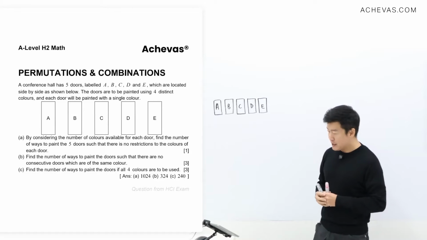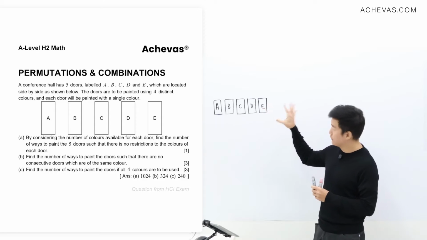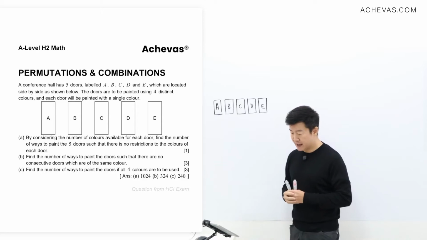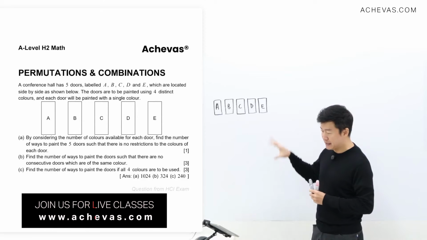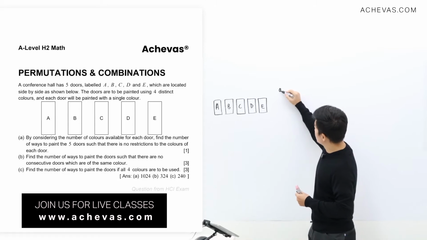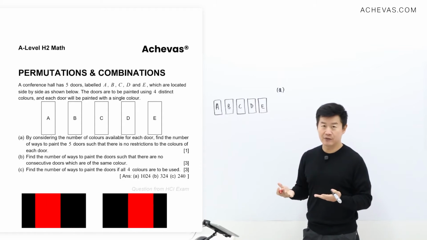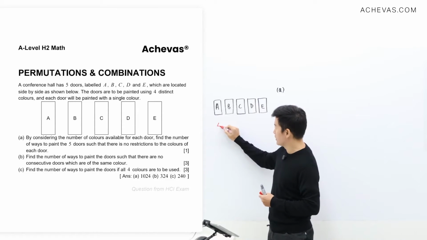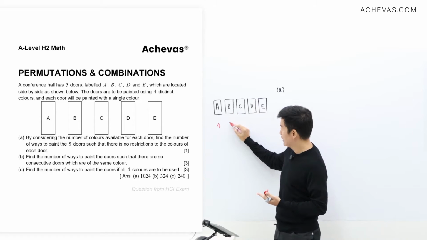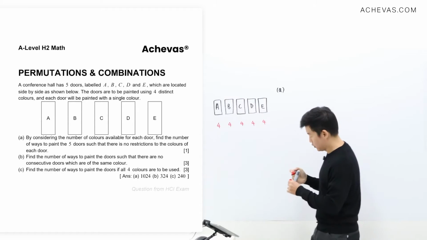In this question, we have 4 distinct colors that are going to be used to paint these 5 doors. In part A, we want to find out how many ways there are for us to be painting these 5 doors without any restrictions to colors. So to do this, for the very first door, we can use either of the 4 colors. So my options will be 4. For the second door, I can also use either of the 4 colors, so it will be 4. Here will be the same, here will be the same, here will also be the same.